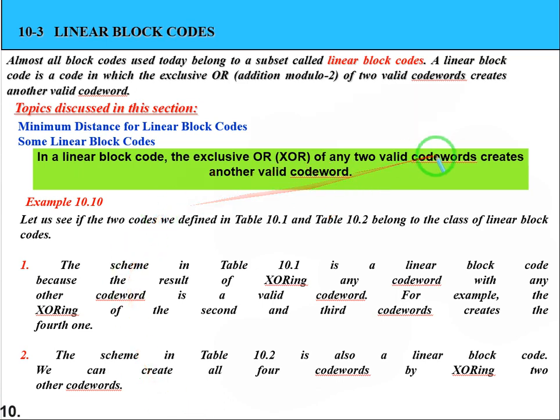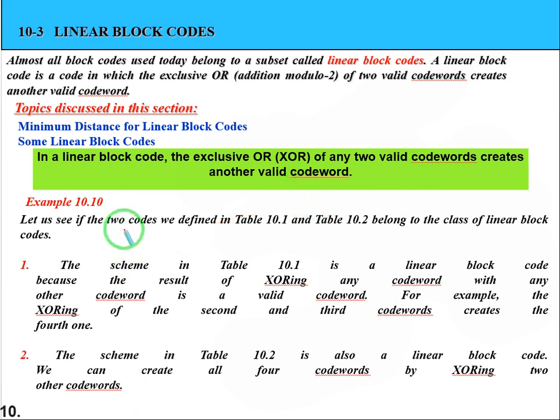So coming to the linear block code. Almost all block codes used today belong to a subset called linear block codes. A linear block code is a code in which the exclusive OR, addition modulo 2, of two valid code words creates another valid code word. It means that when we have two code words and we XOR them, it will give you a third code word. I will tell you how it works. The topics discussed in this section are the minimum distance for a linear block code and some linear block codes. So in a linear block code, the exclusive OR of any two valid code words creates another valid code word. So what does it mean?